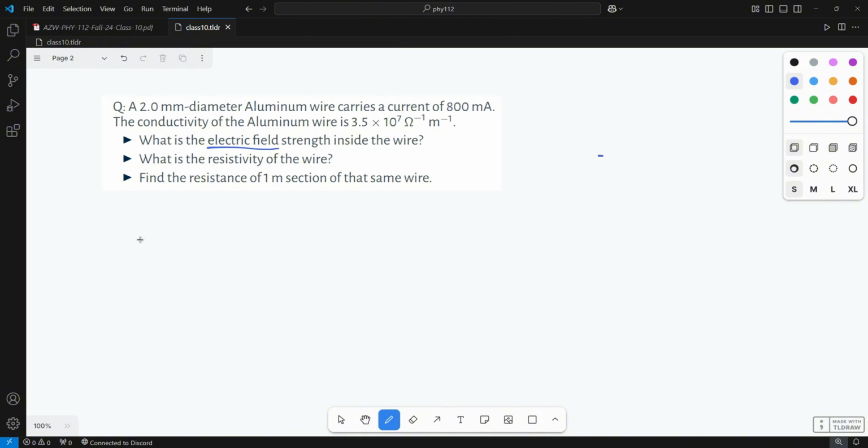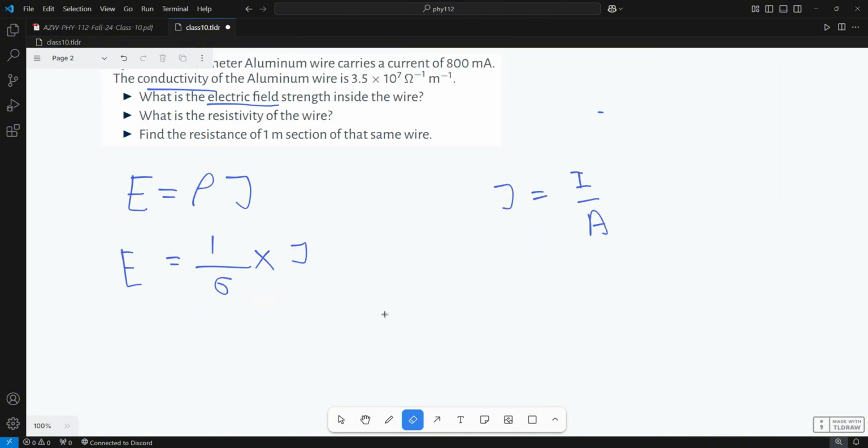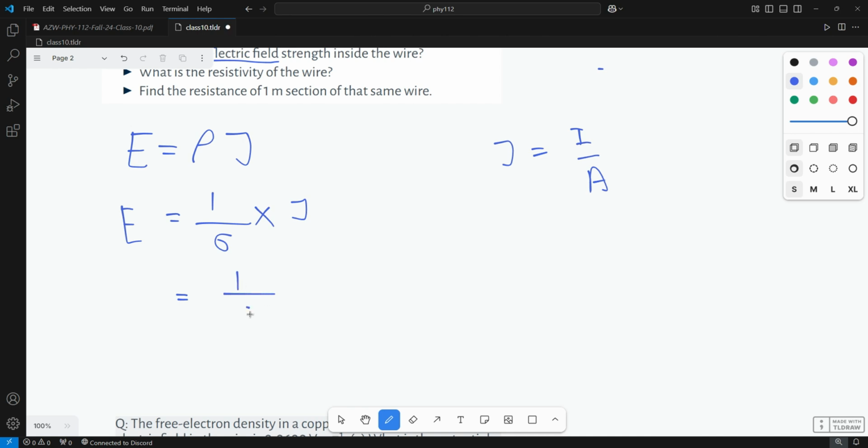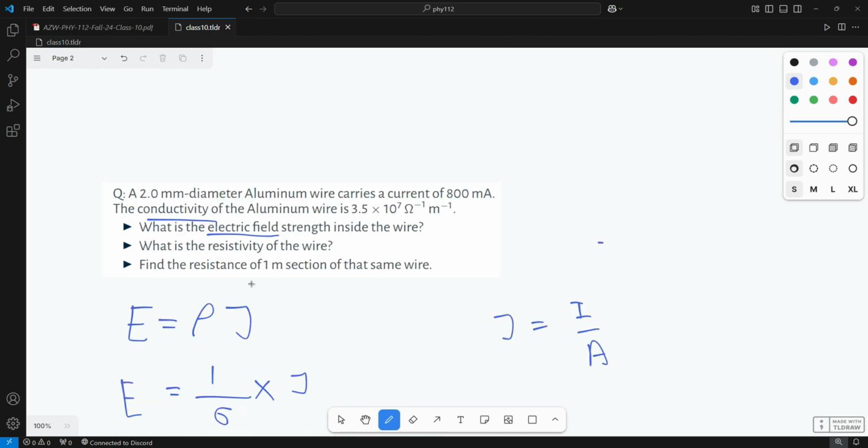So we know that electric field can be written as E equals resistivity times electric current density, or we can write that electric field equals 1 by conductivity times current density, which is J, being I by A. So we can ultimately write this as the electric field being 1 by conductivity times current divided by area of cross section. We can find this by using the conductivity mentioned here.